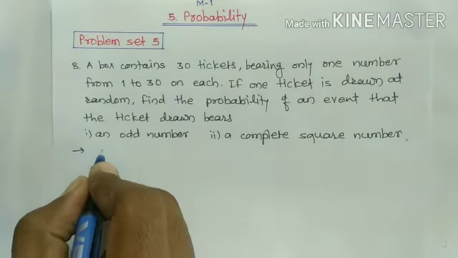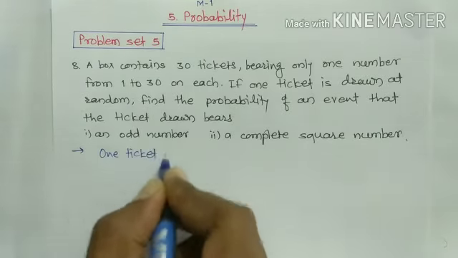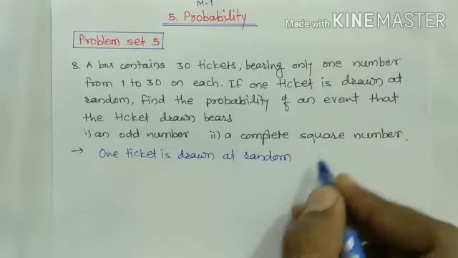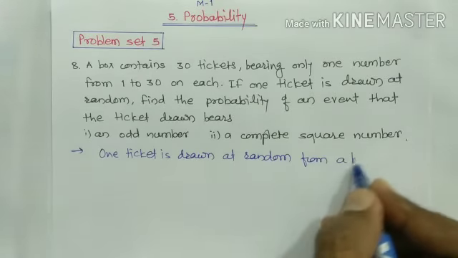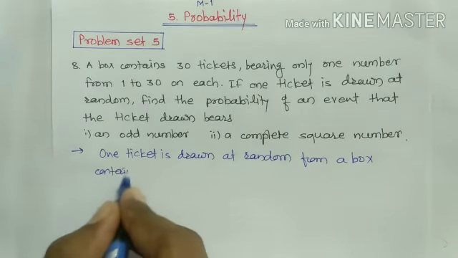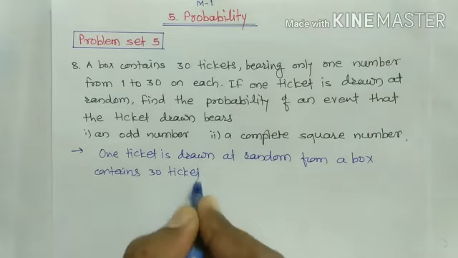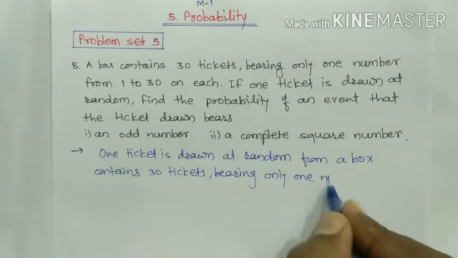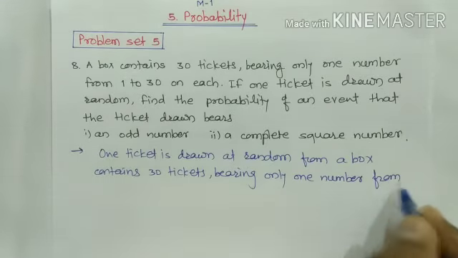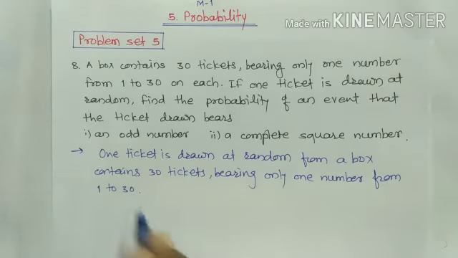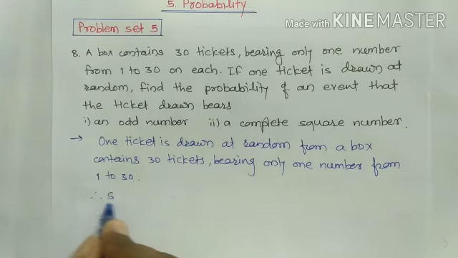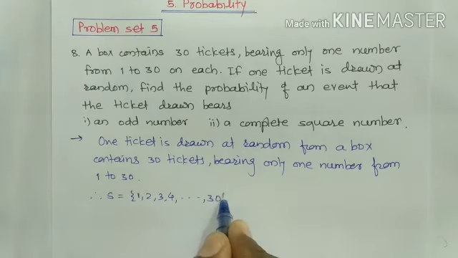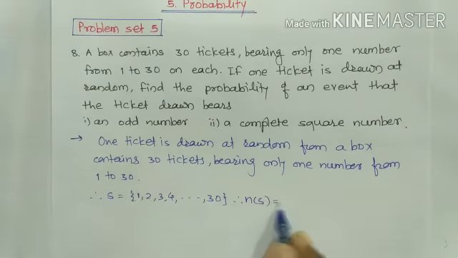See, one ticket is drawn at random from a box containing 30 tickets bearing only one number from 1 to 30, and therefore the sample space is 1, 2, 3, 4 up to 30. Therefore n(S) equals 30.